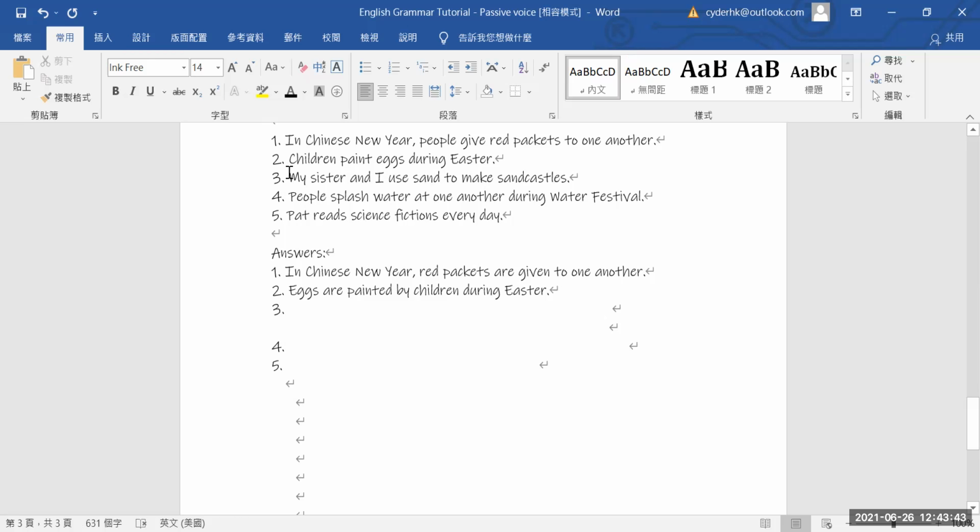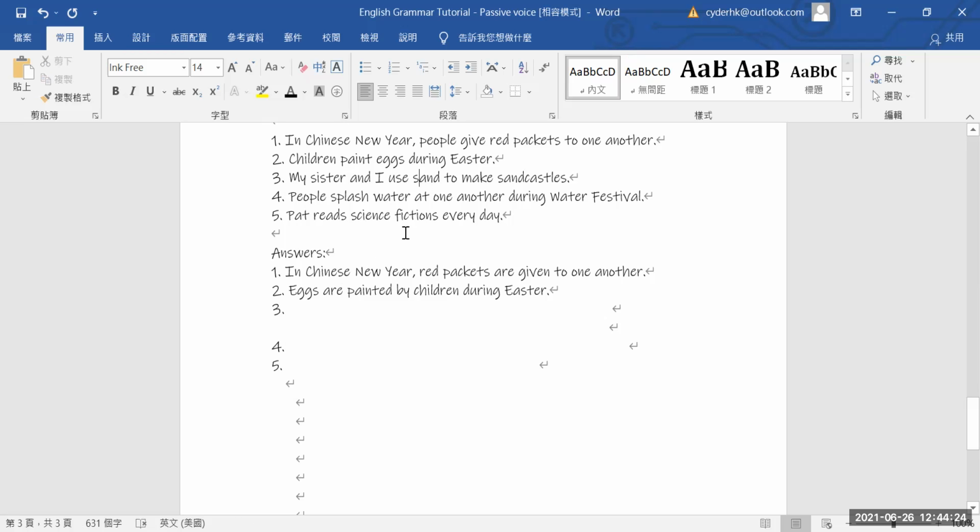So we'll see here. My sister and I is the subject, use is the verb, sand is the object. So we put the object at the very first of the sentence. So sand is at the very first, and we use be. Use here means that it is present tense. And sand is uncountable. When we see uncountable, we can only use is. So we use sand is. Remember that sand is uncountable.